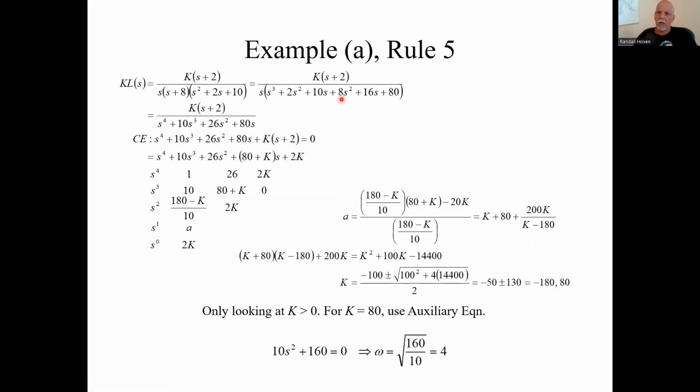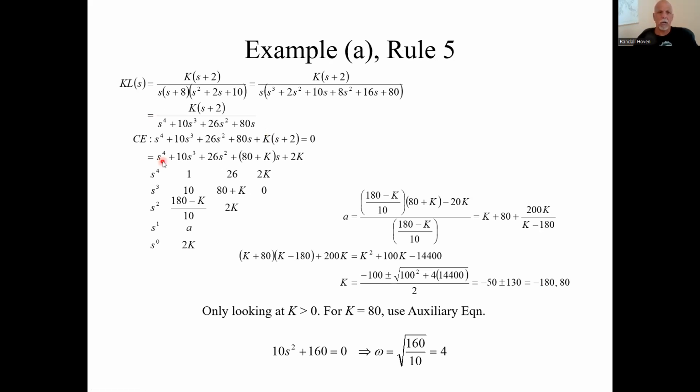And for that rule 5, we had to go through the pain of Routh-Hurwitz, coming up with the characteristic equation. Here's what KL(s) is. I have to multiply this denominator out, getting to this point. Then the characteristic equation is this denominator plus this numerator. Still have to combine terms. Finally, here is the characteristic equation of the whole closed loop system.